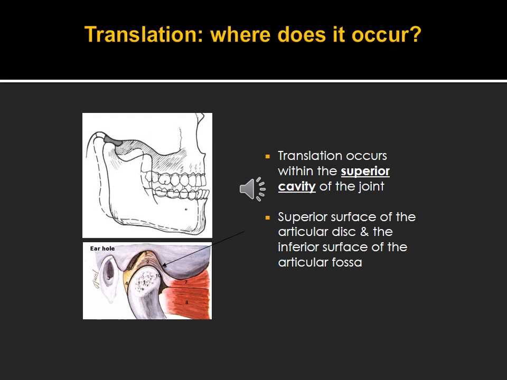In translation, the movement happens in the superior cavity or superior compartment, in which the superior surface of the articular disc and the inferior surface of the articular fossa are contacting or sliding against each other. Again, it is in the superior cavity.